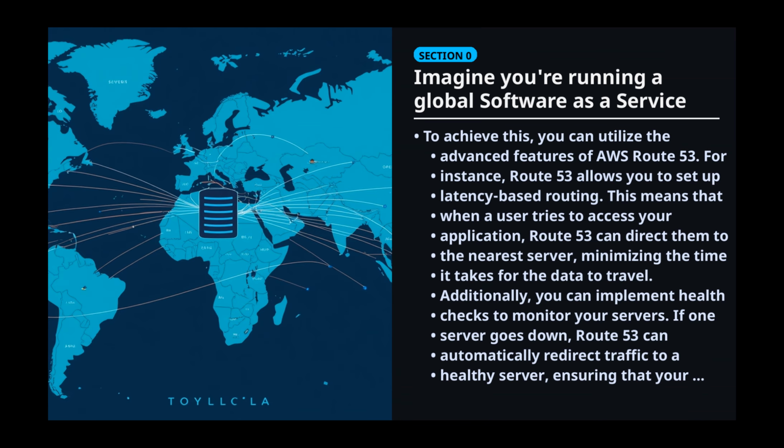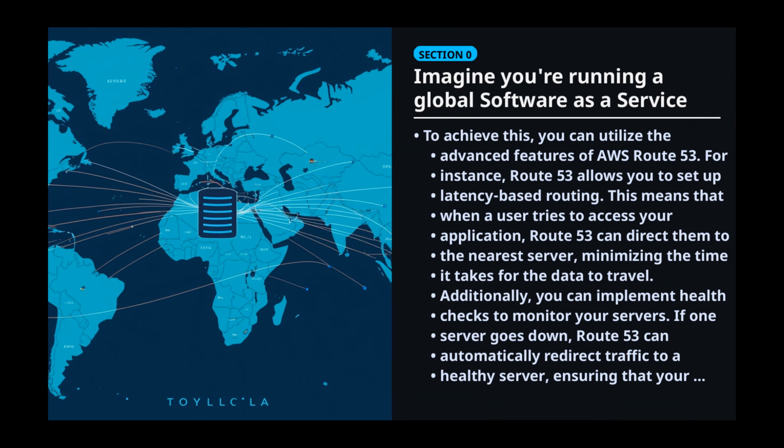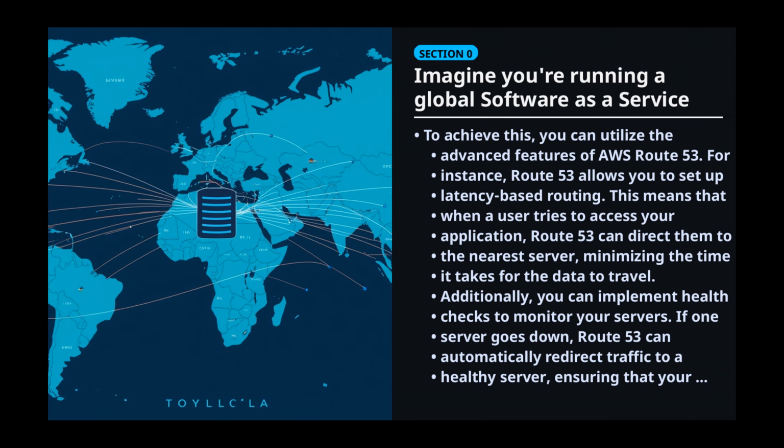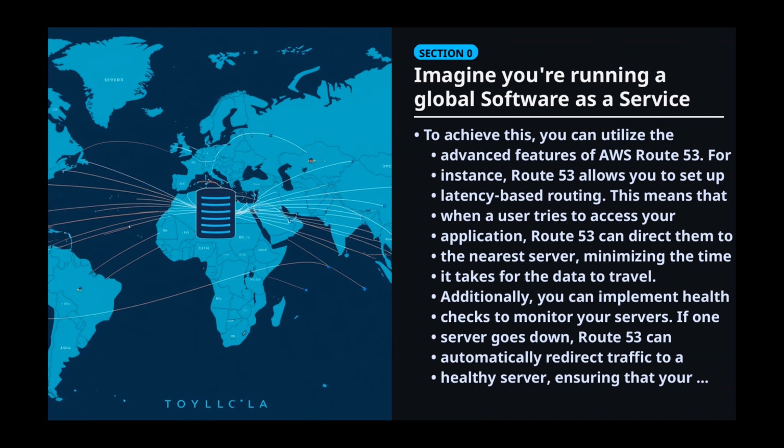Additionally, you can implement health checks to monitor your servers. If one server goes down, Route 53 can automatically redirect traffic to a healthy server, ensuring that your application remains available. In summary, using Route 53's advanced DNS features helps you optimize performance and maintain high availability for your global users.